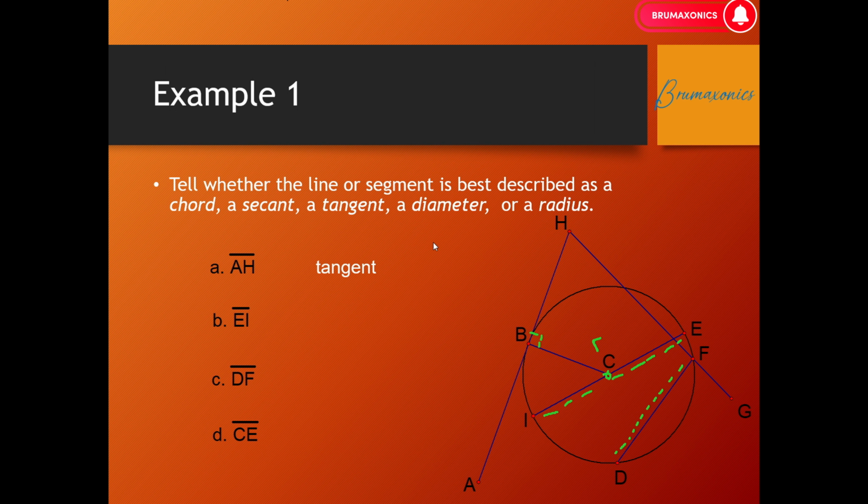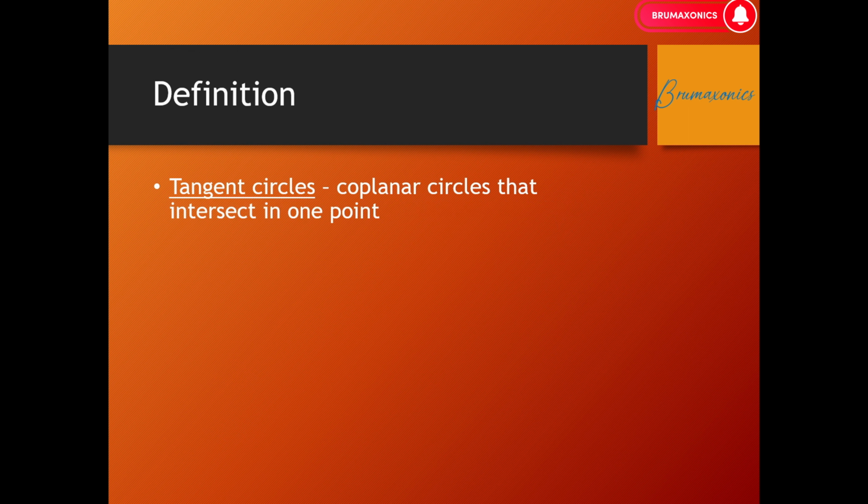So now remember the tangent, the diameter, the chord, and also the radius. So remember that with the given, you are able to see that this is the diameter, and this is the chord, and this is the radius, and this is the tangent. So let's try to move to our next definition.